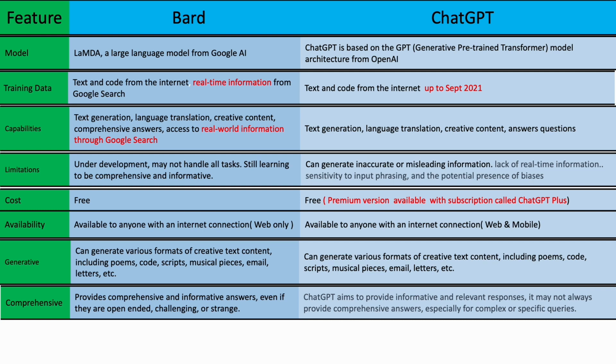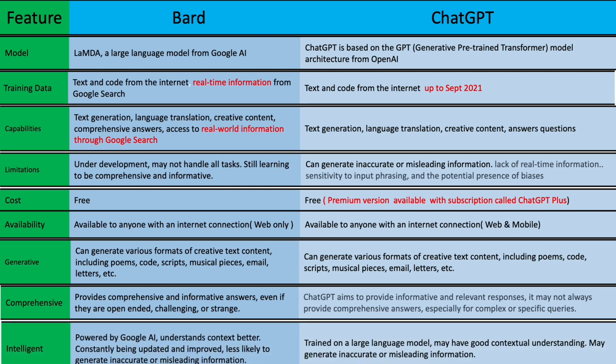And then intelligent, it's powered by Google AI. So it understands context better, is constantly being updated and improved, and is less likely to give wrong answers and wrong information. But if you look at ChatGPT, they say that a large language model may have good contextual understanding, but may generate inaccurate or misleading information. Right? So you see some differences. Let's continue with the features.